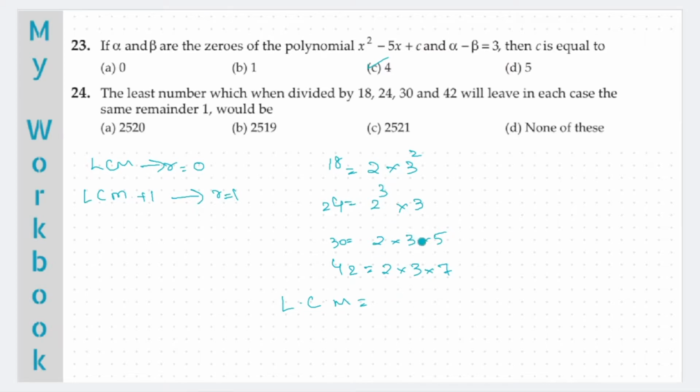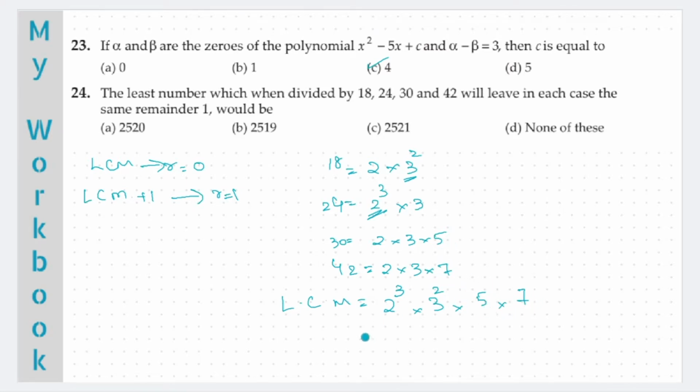What are the factors here? We have 2, 3, 5 and 7. We should choose the highest power. 2's highest power is 3 here. 3 has a highest power of 2 here, so it's 3 square into 5 and 7. The highest power is just 1.